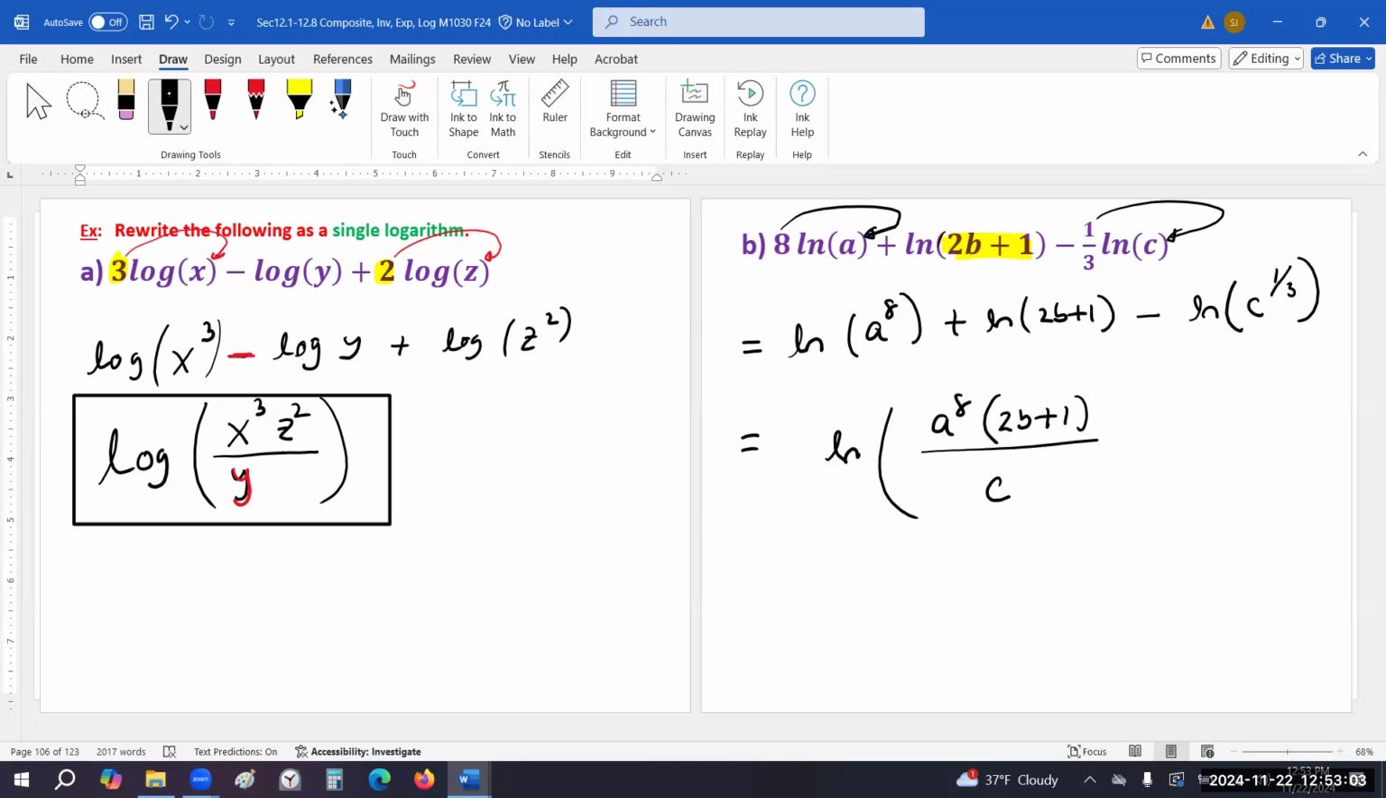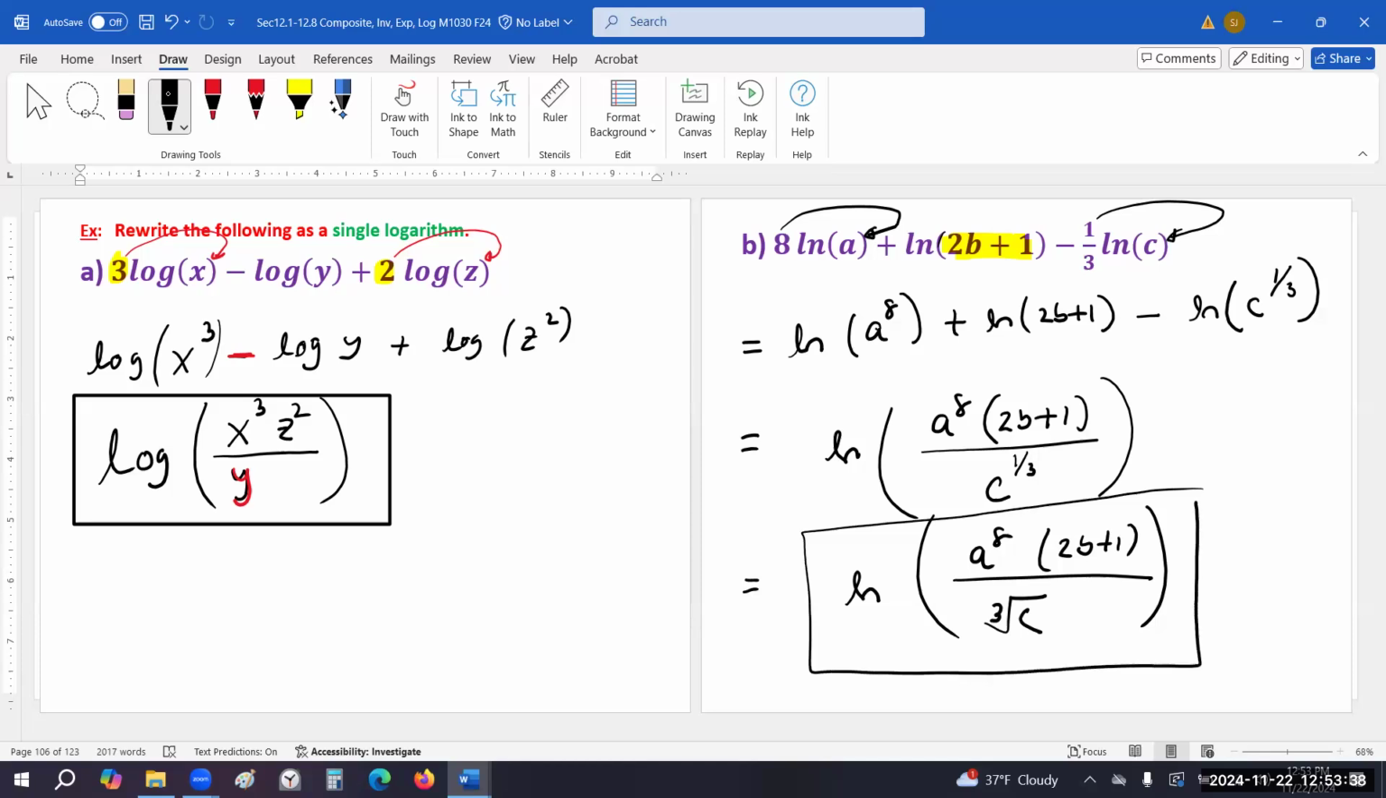Now, Matthew, what is your power? See, it's 1/3, not negative. Because of the negative, we are putting it on the bottom. But the power is positive 1/3. And 1/3 is cube root. Don't we put the cube root on the c? You don't have to, but it will look nicer. So you can write cube root of c. If you did it, then it's correct. Either one is correct. So it will depend on the options that they give.